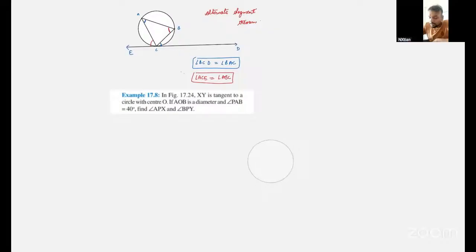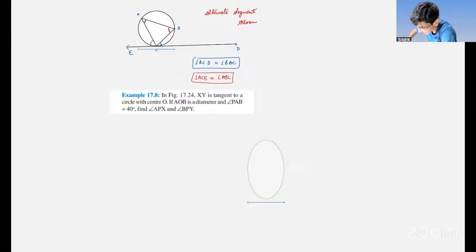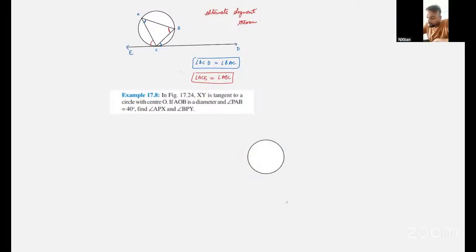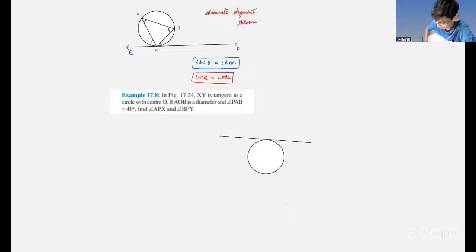After this, what chapter do we have in maths? Angles in a circle and cyclic quadrilateral. Chapter 16. Alternate segment theorem.